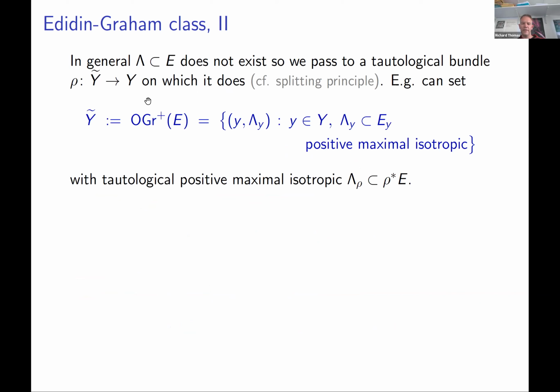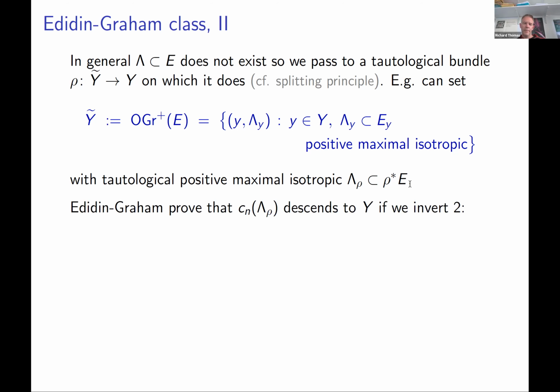So here's one way of doing it. You say each point of y, what's this bundle I take over it? What's the fiber? It's just the orthogonal Grassmannian of maximal isotropics. And then on this bundle, by tautology, there is a maximal isotropic in the pullback of E. So up there, we have tautologically a maximal isotropic. And then Edidin and Graham show that its Euler class descends.